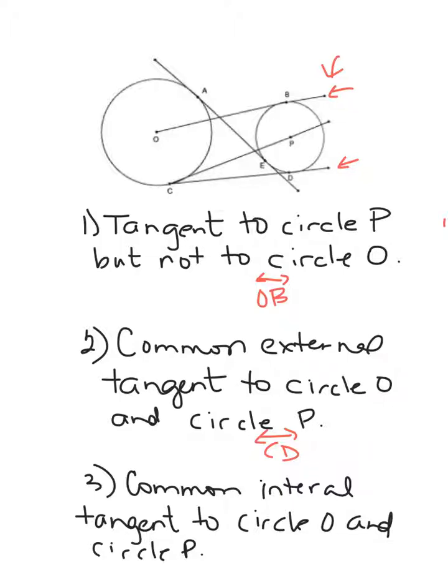Now in our last question it says we're looking for a common internal tangent to circle O and circle P. So we're looking for a line that goes in between the circles and touches both circles on the outside. So it's going to be that line right here. It touches circle O at point A, and it touches circle P at point E. So we're going to say that the internal tangent is going to be line AE.